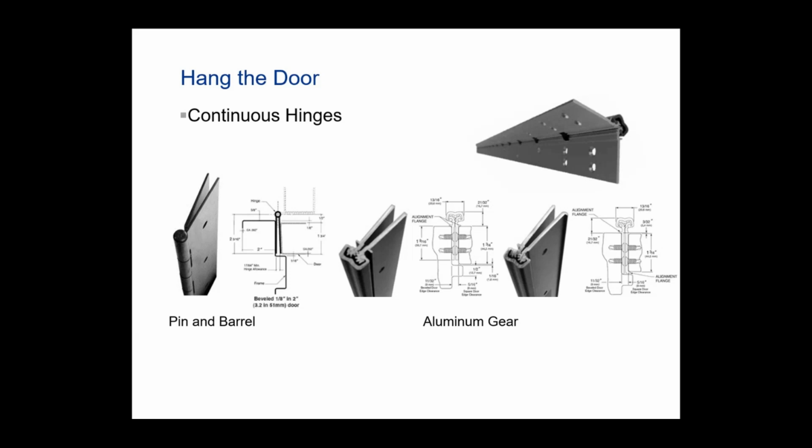Aluminum geared hinges are a little bit different. They use gears to connect to each other. So instead of having all the bearings and the separate spots of the pin and barrel, the gear hinge is going to distribute that weight and allow that pivot point to work just like a gear would to help with that weight distribution.